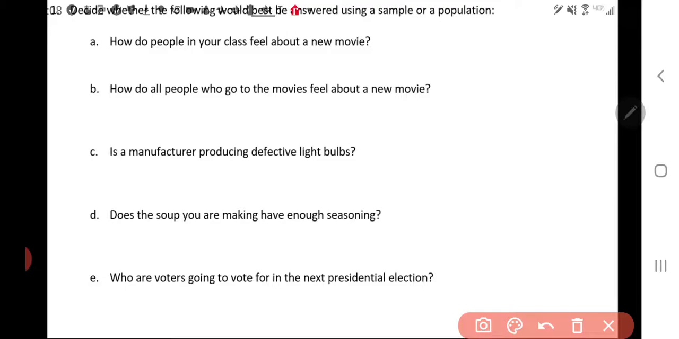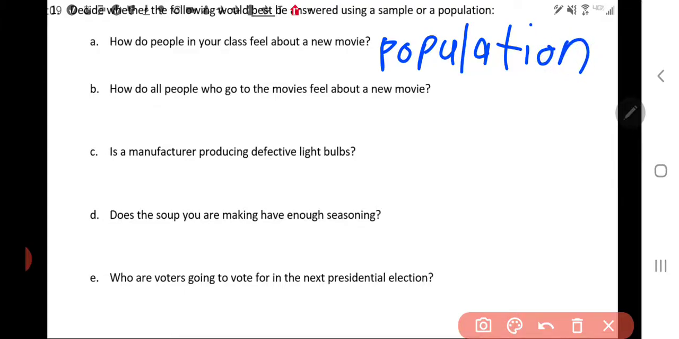If we read the first one, letter A, it says, how do people in your class feel about a new movie? The class is around 30 students large, so it's not too large. It would be very easy and not very costly to go through each one, so you can take a census. I think you can survey everybody in your class, and the population of interest would be your entire class. If your population is not that large, I would say that this one would be a population.